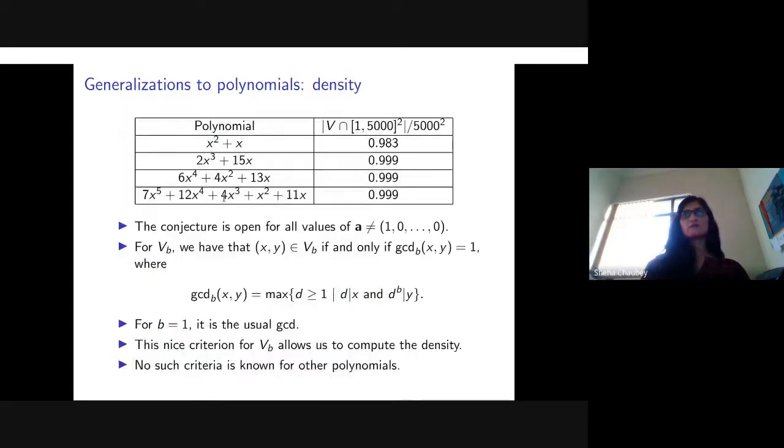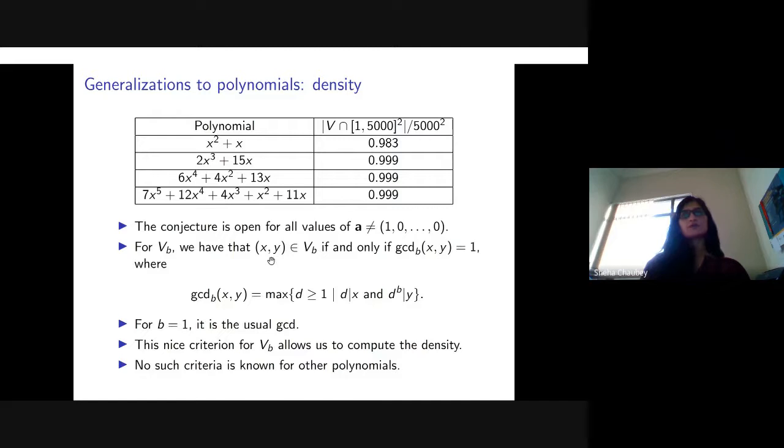And for these, we just computed these densities. So you can see that it looks like it approaches 1. Now it's still a conjecture. It's open for all values of a. So even for x squared plus x, we were not able to show that the density is exactly equal to 1.